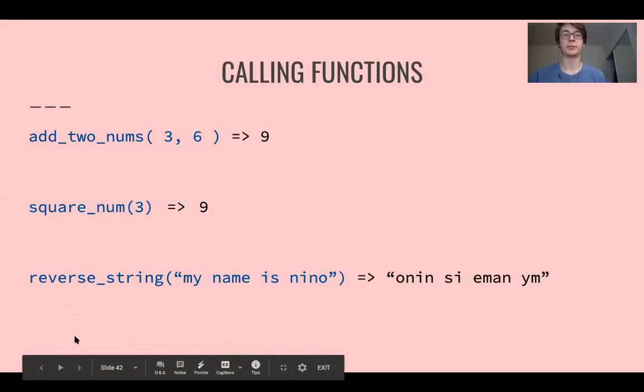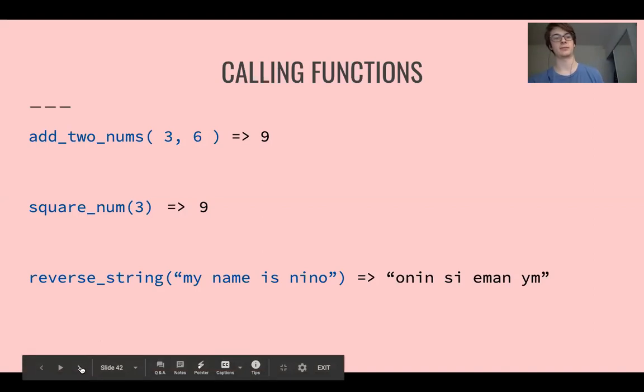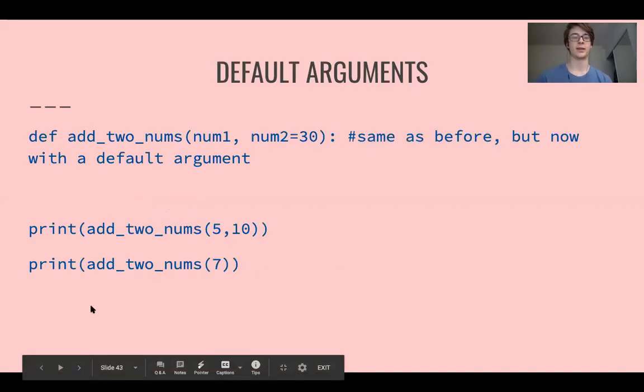And so like Will went over, calling functions: once you define the function and what it does, to later call it, you just say the function name and then make sure to do the parentheses and however many inputs the definition of the function was given. So in the case of our add two nums, we had two number inputs. So when we call the function, we need to make sure to provide it with two numbers.